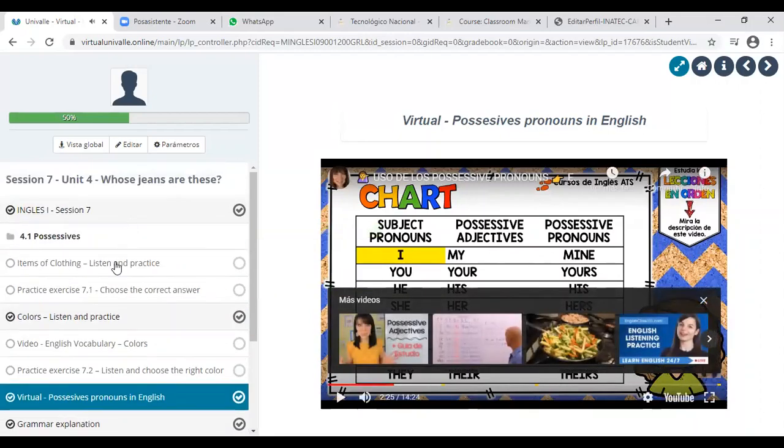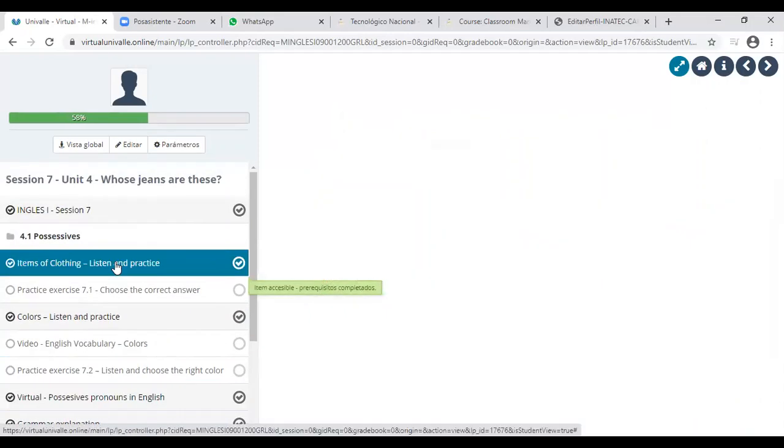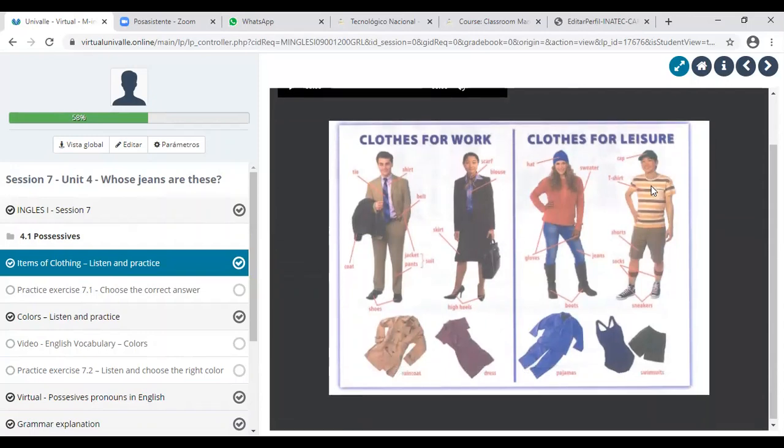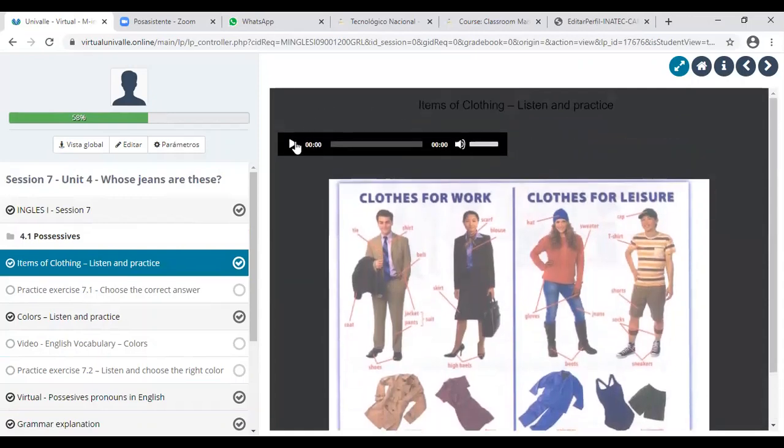Now, guys, we're going to be talking about items of clothing. We are going to listen and then we are going to practice a track related to items of clothing. In here, we have clothes for work and clothes for leisure. Those are the two types of clothing, ropa para trabajo y ropa casual, okay? So, we're going to listen to the track and then we are going to practice.